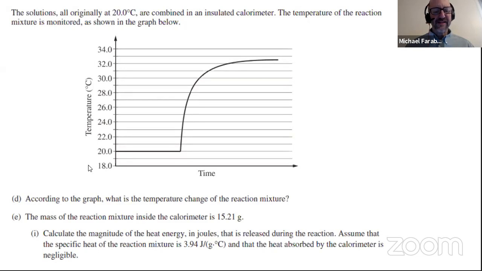According to the graph, what is the temperature change of the reaction mixture? And calculate the magnitude of heat energy in joules that is released during the reaction. Assume that the specific heat of the reaction mixture is 3.94 joules per gram degree Celsius, and that the heat absorbed by the calorimeter is negligible. So we have a delta T and we have a q equals mc delta T coming up. All right, here is the student's answer.